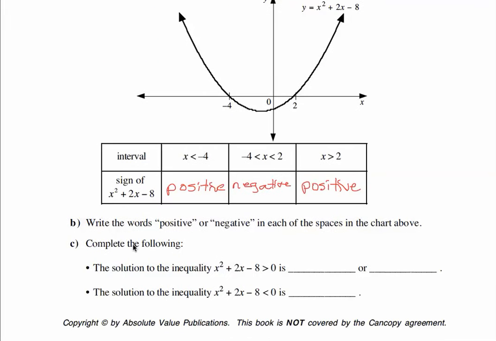So now let's go ahead and complete the following. What is the solution to our inequality when it's greater than 0? We said our inequality is greater than 0 when x is less than -4 and when x is greater than 2. And when is the solution to the inequality x squared plus 2x minus 8 less than 0? It's less than 0 when it's negative, and so that is in the interval between -4 and +2. And we can write that as such.